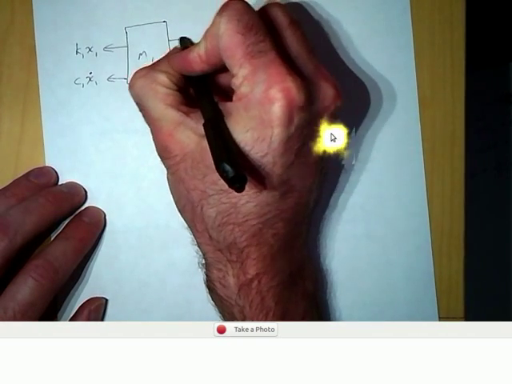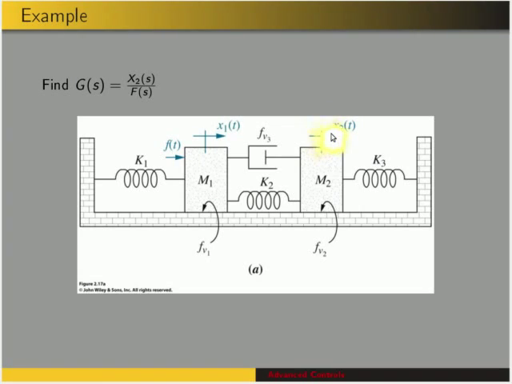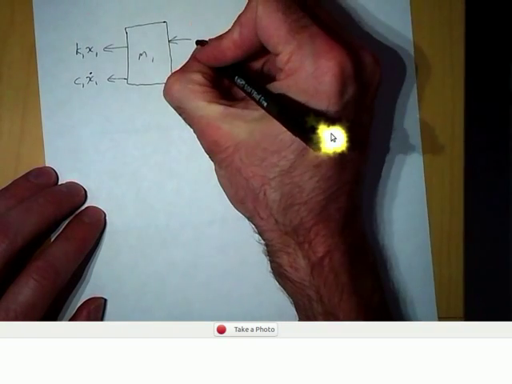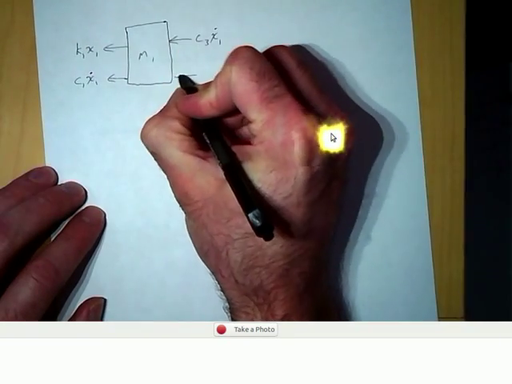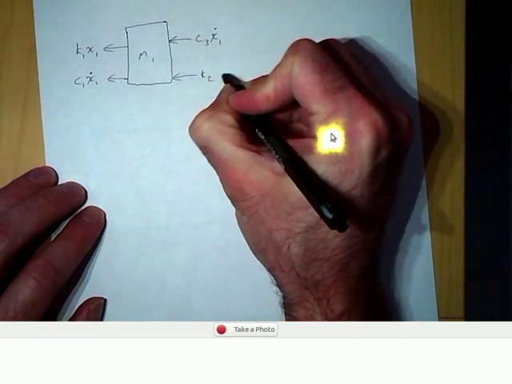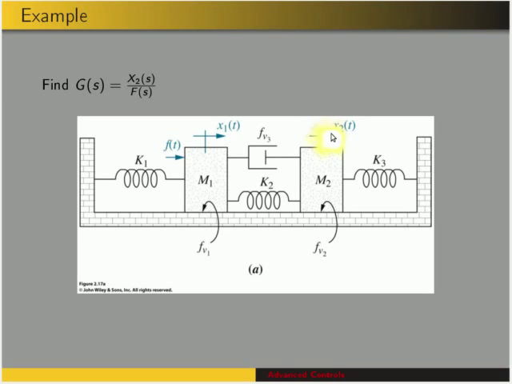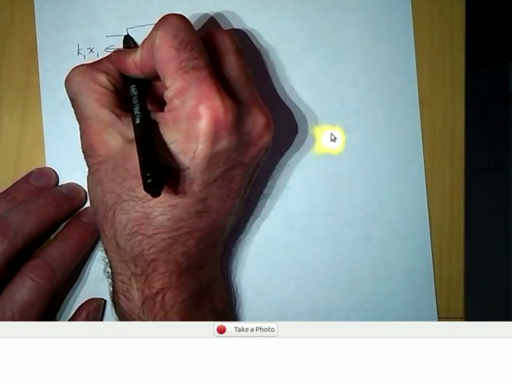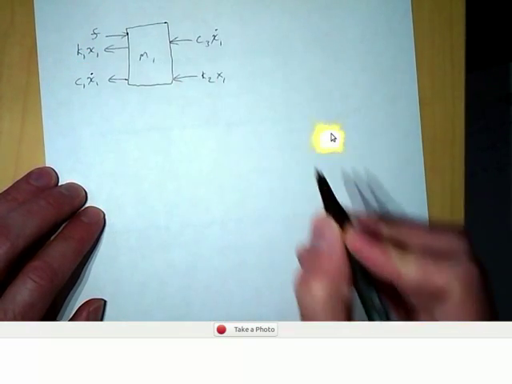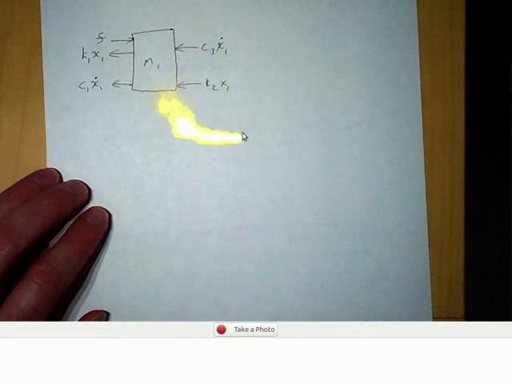So I think that's C3. C3 X1 dot, K2 X1. Okay, so those are the forces. And let me also add the applied force here, F. So these are the forces, these four, assuming M1 is moving and M2 is fixed.